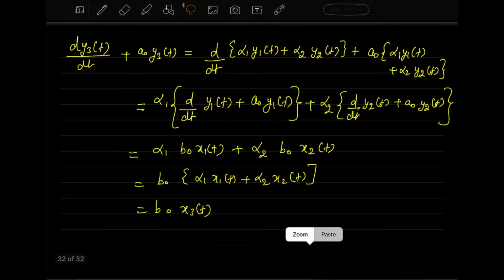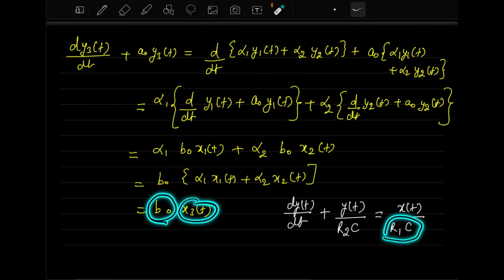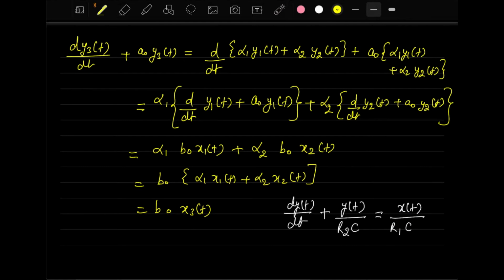So if I copy and paste this side, now you can see that both of them are nearly the same, because we have dy by dt here, and dy by dt is here also. We have y3(t) here, so it's y(t), and then a0 is actually 1 by R2C, and with x(t), b0 is actually 1 by R1C. So here the two differential equations are the same, with the substitution of a0 and b0 as 1 by RC.